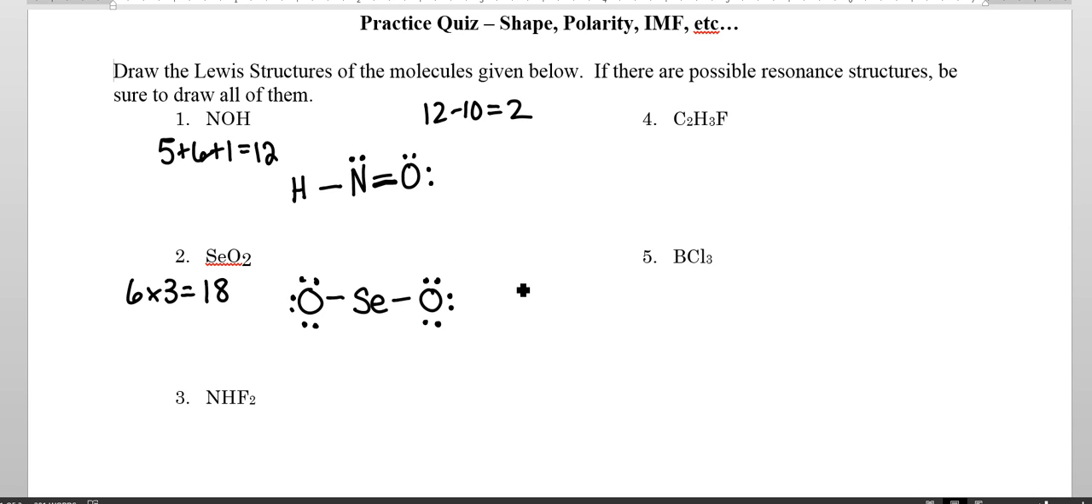So I got to stop and figure out how many leftover I have. I've used up 2, 4, 6, 8, 10, 12, 14, 16. So I only have 2 left over. So 18 minus 16, I got 2 leftovers. I'm going to put them on the selenium. My last step is I'm going to check to see if everyone has an octet. And once again, they do not.